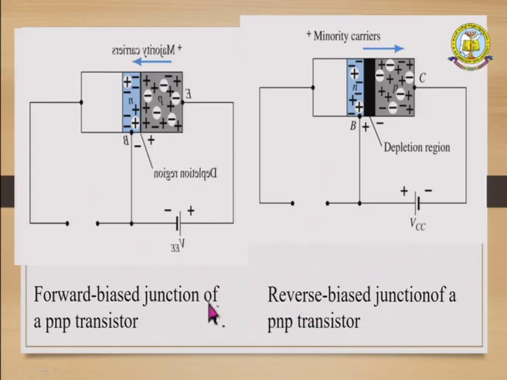Which one is different? This is forward. This one is reverse. Forward bias junction and reverse bias junction. The only difference is that this is the majority carriers and this is the minority carriers. Okay? So this is also base, emitter, collector.